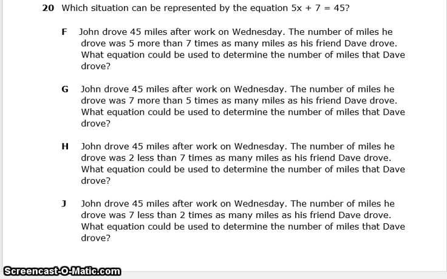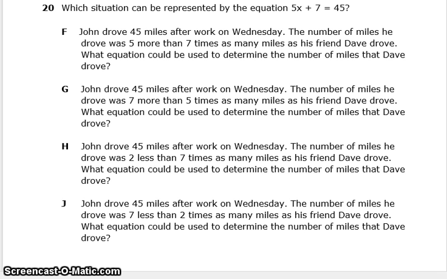H. John drove 45 miles after work on Wednesday. The number of miles he drove was 2 less than 7 times as many miles as his friend Dave drove. What equation can be used to determine the number of miles that Dave drove?